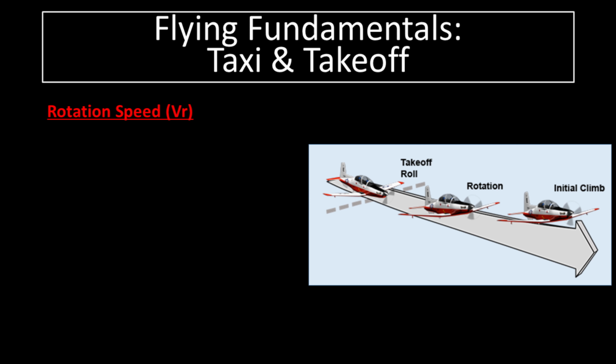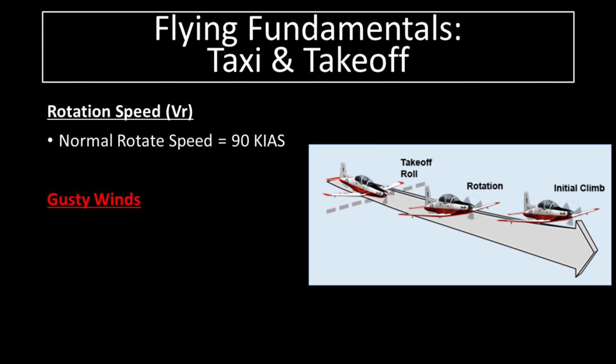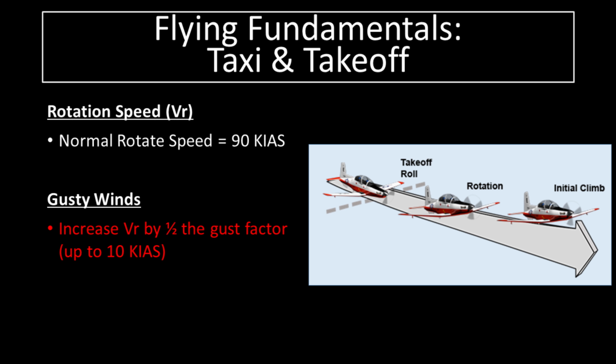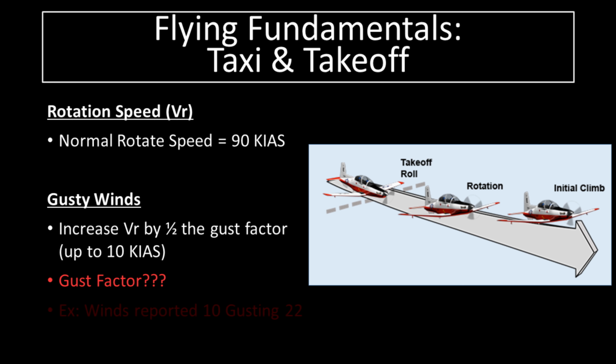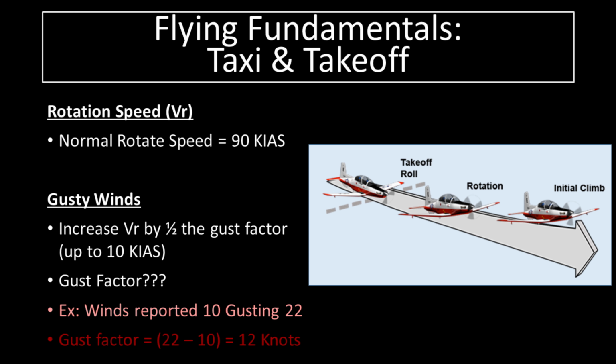Before we move on to rolling takeoffs, let's quickly review rotation speed. The rotation speed for the T6 Bravo is 90 knots. If gusty wind conditions are present, we'll increase the rotate speed by half of the gust factor up to 10 knots. What is gust factor? Here's an example. If the current winds are reported with a steady magnitude of 10 knots and gusting up to 22 knots, the gust factor would be the difference between the max gust and our steady state value.